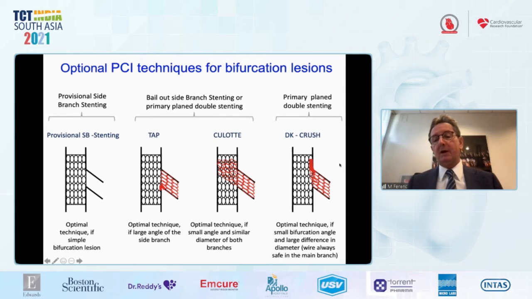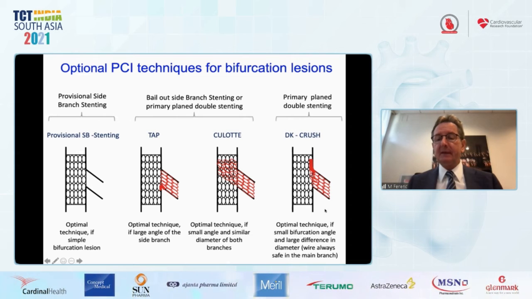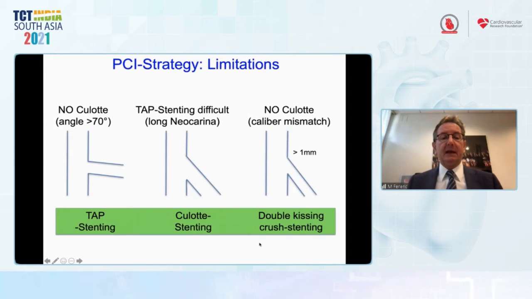And if you go with DK crush, then by definition you always start with the stenting of the side branch and crush the side branch stent. And you should always take into account how the anatomy is. If you have a large bifurcation angle, you could try to go with a TAP. This will be the most suitable technical approach.